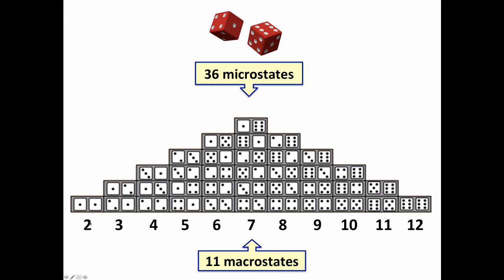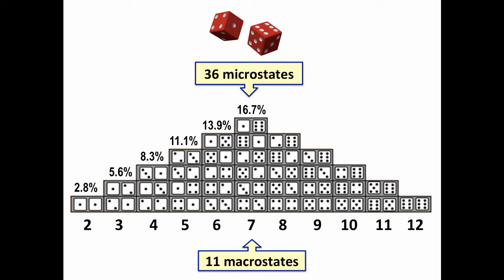There's 1 microstate for the macrostate of 2. There's 2 microstates for the macrostate of a total score of 3. 3 microstates for the score of 4. 4 microstates for the score of 5, and so on. And if we do the probabilities or the percentages on this, 2.8% of the time you'll roll a 2. 5.6% of the time you'll roll a 3. 8.3% of the time you'll roll a 4. 11.1% of the time gets you a 5. Almost 14% of the time you get a 6.